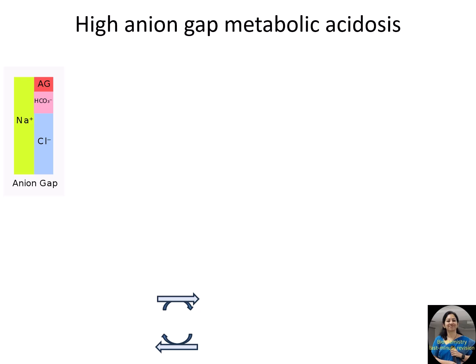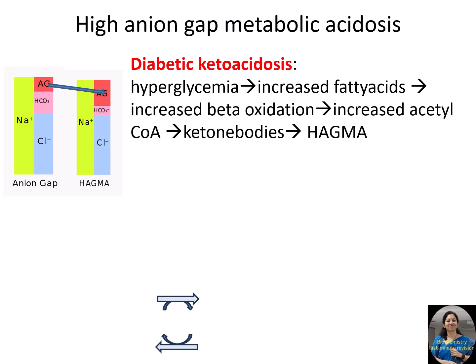Now let's understand the different causes of high anion gap metabolic acidosis. The first important cause is diabetic ketoacidosis. Here it is characterized by chronic hyperglycemia because of relative deficiency of insulin. And as we all know, insulin is an anabolic hormone. When there is deficiency of insulin, there is increased catabolism of fatty acids by beta oxidation, resulting in increased formation of acetyl-CoA, and this gets diverted to form ketone bodies. These ketone bodies, especially acetoacetic acid and beta hydroxybutyric acid, accumulate and result in development of high anion gap metabolic acidosis.